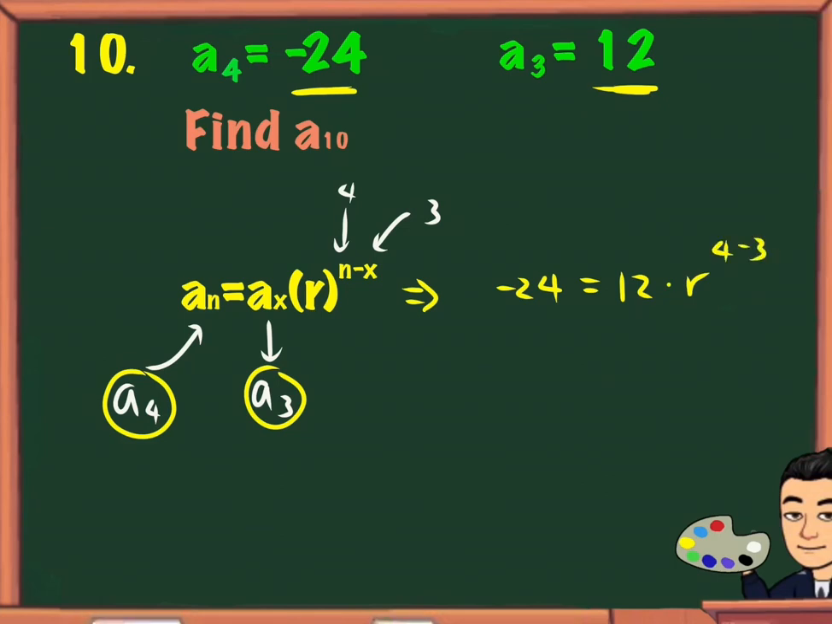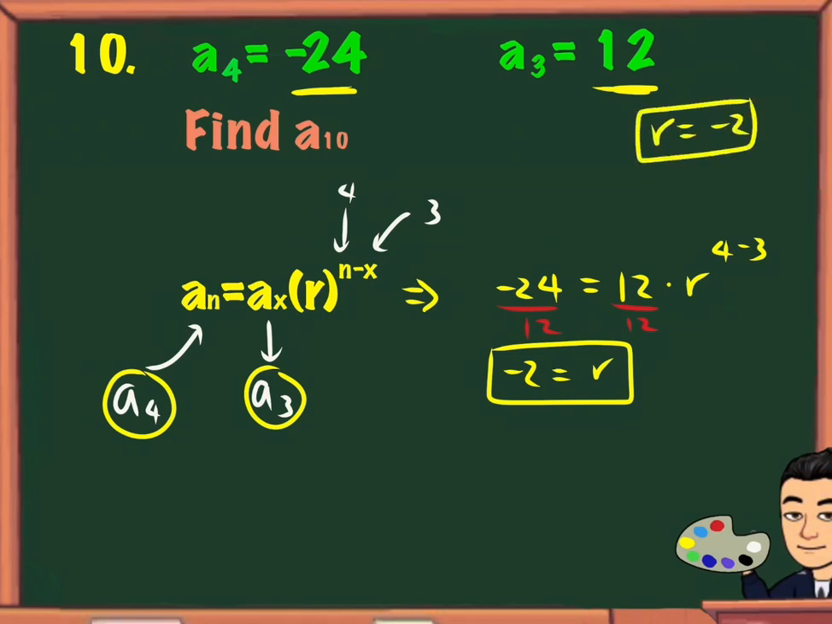Let's find r. I have to divide by 12 on both sides. This gives me negative 2 equals r to the first power. So we got the common ratio equals negative 2. I'm going to put r equals negative 2 right here. I'm going to erase everything.